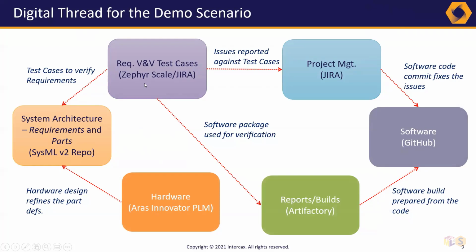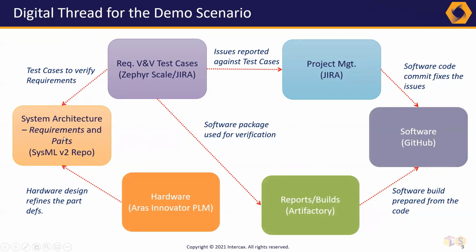Then while we run the test cases, if there are any issues reported against the test cases or the scenarios, we report those issues in Jira. And then any software code that is used to fix those problems with the verification software is reported or resolved on GitHub. And we create a new build of the verification software and post it in Artifactory. The verification process uses the requirements that are part of the system architecture model, uses the software that is used for verification, and then reports any problems to Jira. So you can see some sort of a verification loop here.